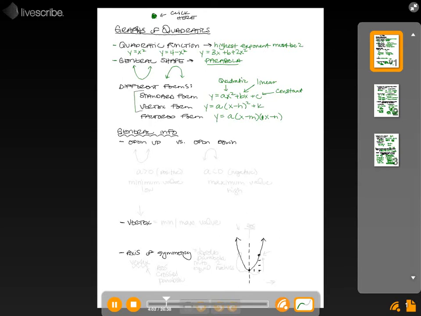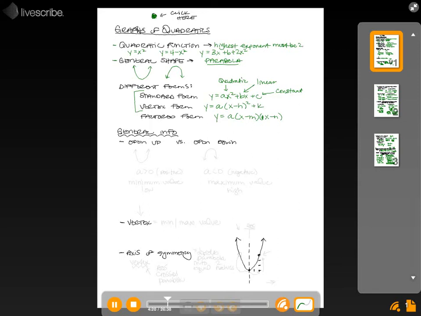This video is going to focus on the first two, standard form and vertex form. And we're going to talk about how to find different things based on those two forms and how to graph based off those two forms. So the first thing we're going to do is look at some general information. And this applies to both of the forms that we're going to look at today.